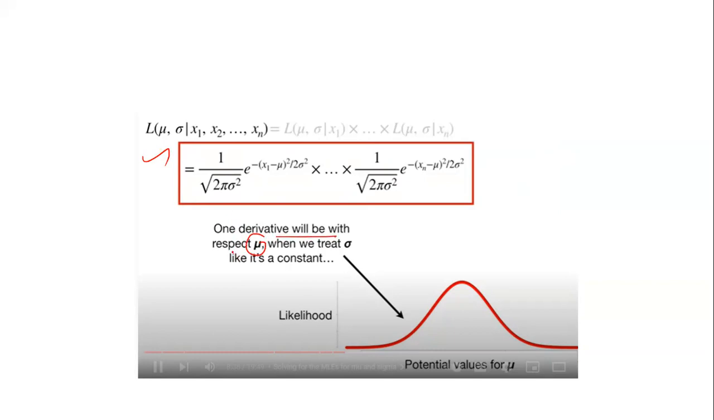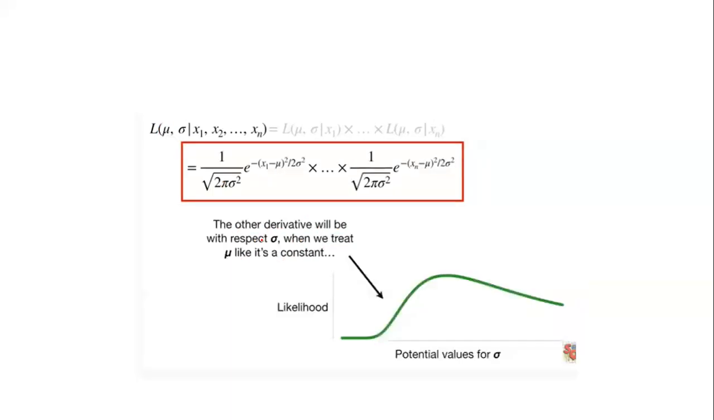One derivative will be with respect to mu, considering sigma as a constant. When you take the derivative of this equation with respect to mu, you will get the optimal value for mu, at which we will get the maximum output, right? And for the same equation, we have to take one more derivative. This time it will be with respect to sigma, considering mu as a constant. So when you take the second derivative, you will get the optimal value for sigma.